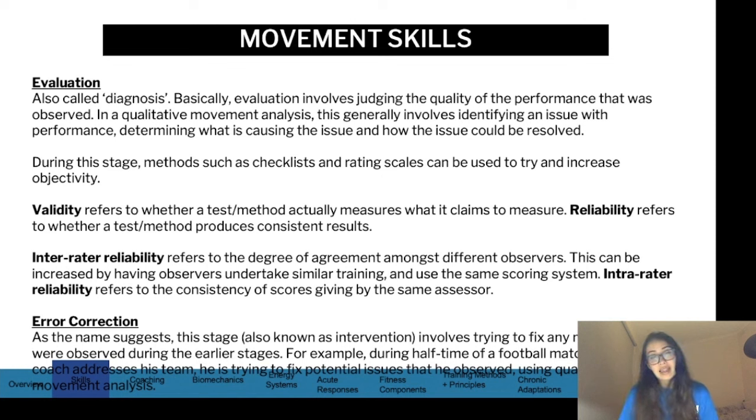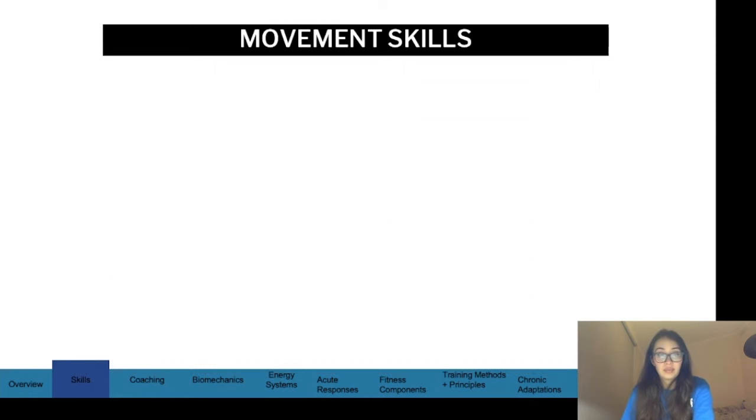Our next stage is the error correction stage. It's also known as the intervention stage, but don't call it that in your exam, call it the error correction stage. It involves trying to fix any mistakes that were observed during the earlier stages. Like during halftime of a football match, when a coach addresses his team, he's trying to fix potential issues that he observed using qualitative movement analysis.